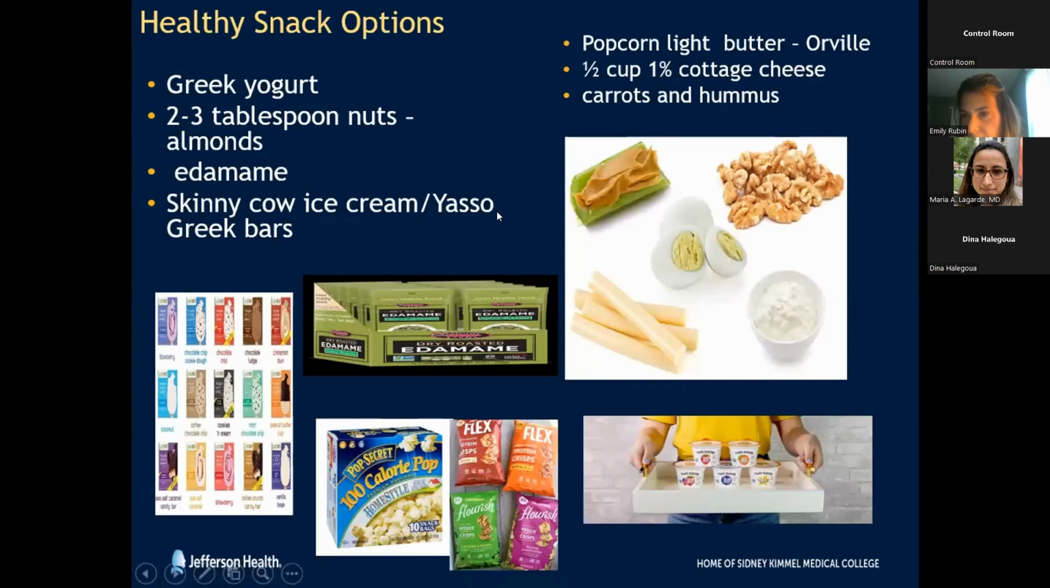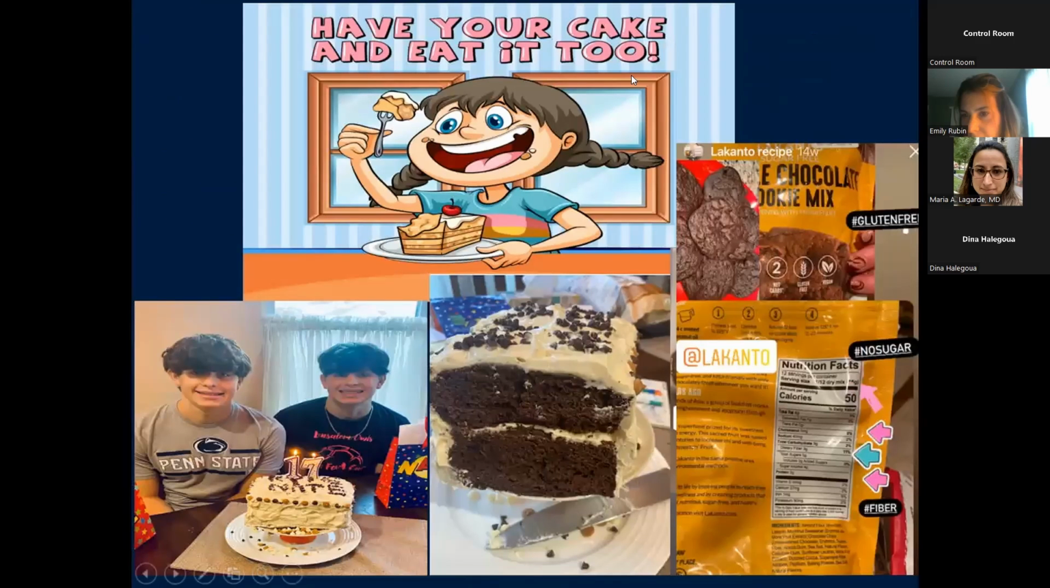And then what about different kinds of snacks? You want ice cream? Well, they make these 100-calorie Weight Watchers or Yasso bars that taste really good and don't have any artificial sweeteners in them. Greek yogurt, 100-calorie popcorn, nuts, things like that. And then you can have your cake and eat it too.